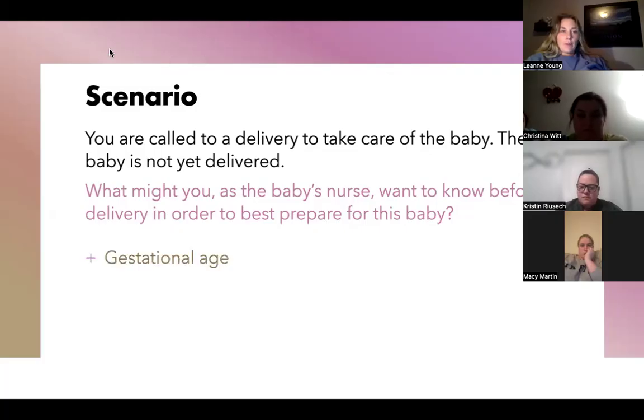Why would we want to know that? That could affect the baby once it's born. Excellent. Yeah, we could see some respiratory depression with our newborn. Oh, I accidentally clicked ahead. Gestational age. We want to know, is this baby term? Are they post dates? Are they preterm? What are we looking at here? What else would we want to know?